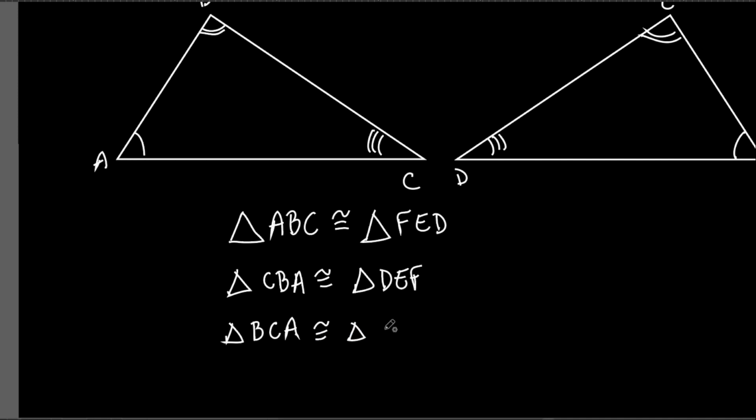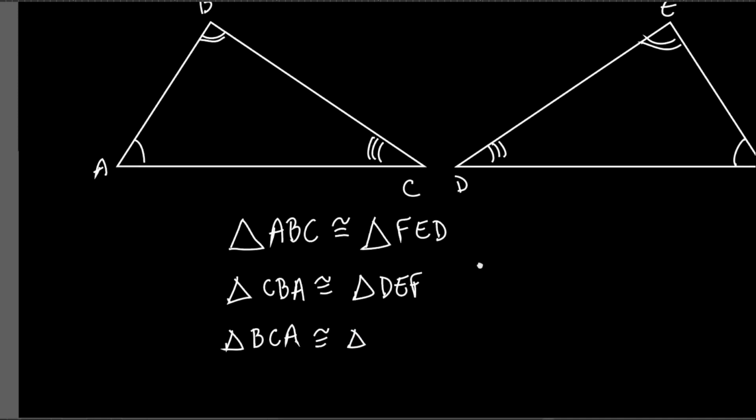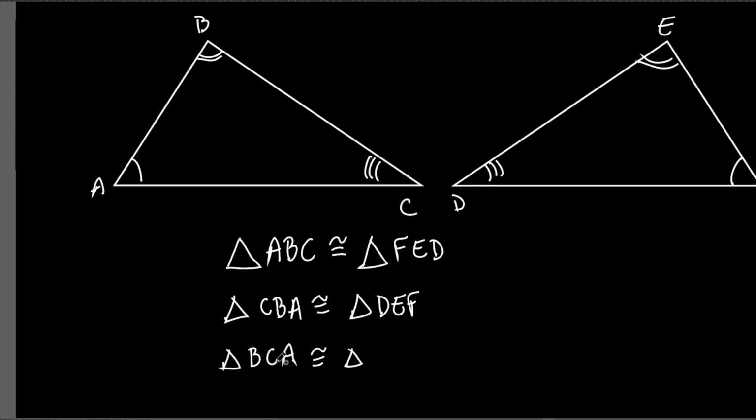Now, if I called this BCA, let me scoot it down so you can see those. If I called this BCA, watch, I'm going from what? 2 to 3 to 1. What am I going to do over here? I'm going to go from 2 to what? 3 to 1. So what are my letters going to be? EDF.